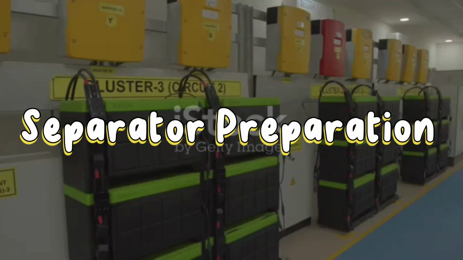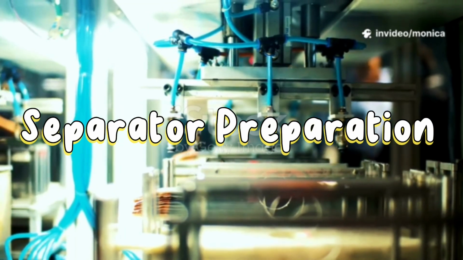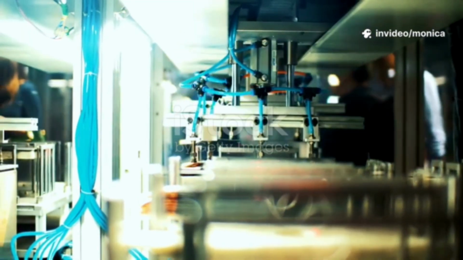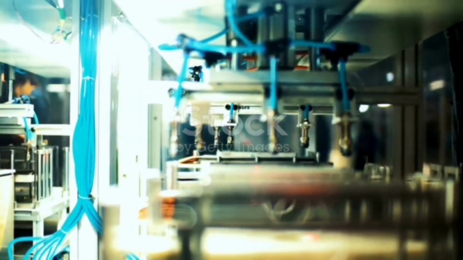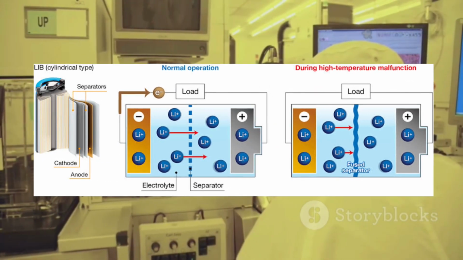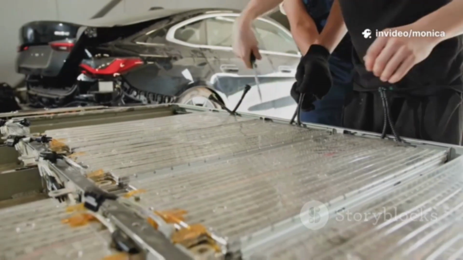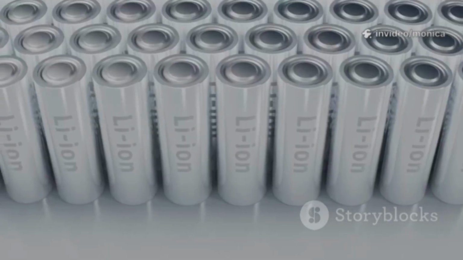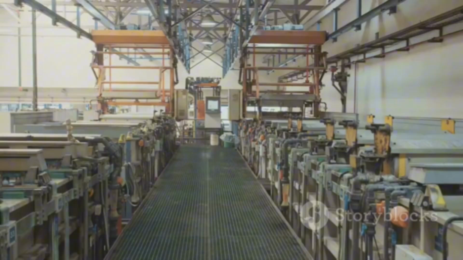Separator preparation. Separators are essential components that prevent direct contact between the cathodes and anodes, ensuring safety and preventing short circuits. The separator is cut and shaped into specific sizes and formats suitable for battery cell assembly.